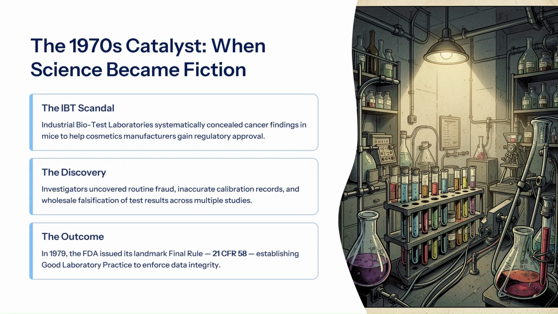Let us start with one of the most famous cases in laboratory history. In the 1970s, a laboratory called Industrial Biotest Laboratories (IBT) conducted safety studies for many products. Investigators later discovered that the laboratory had hidden important findings and manipulated test results. There were false records, poor calibration practice, and fabricated data.